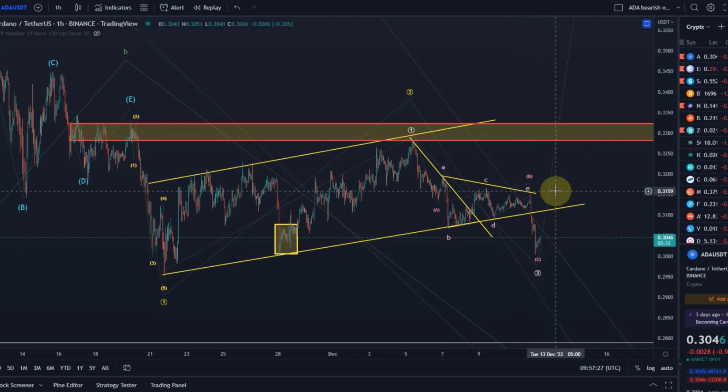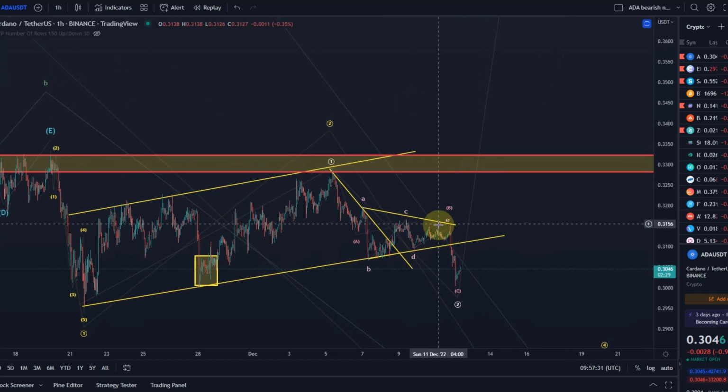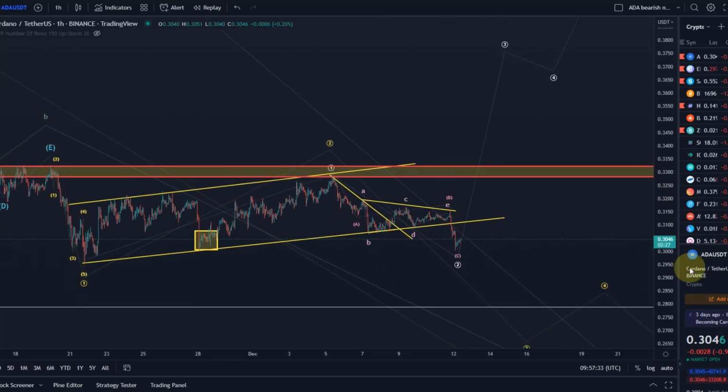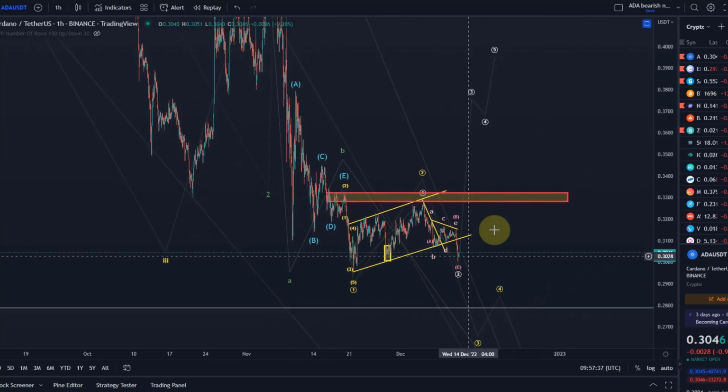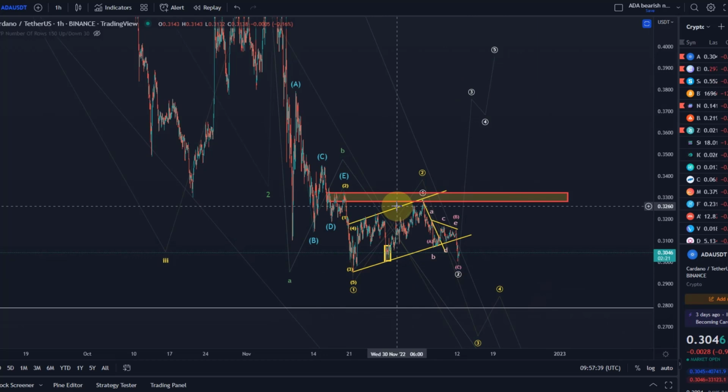A signal that this wave 2 is over would be a break above the wave E high at 31.5 cents, and then we could also look at higher. But for me, I continue to be very skeptical about a bullish scenario here. I can't see it. I could see it if Bitcoin, Ethereum now suddenly start to really rally. Maybe they will pull Ethereum, ADA with it.